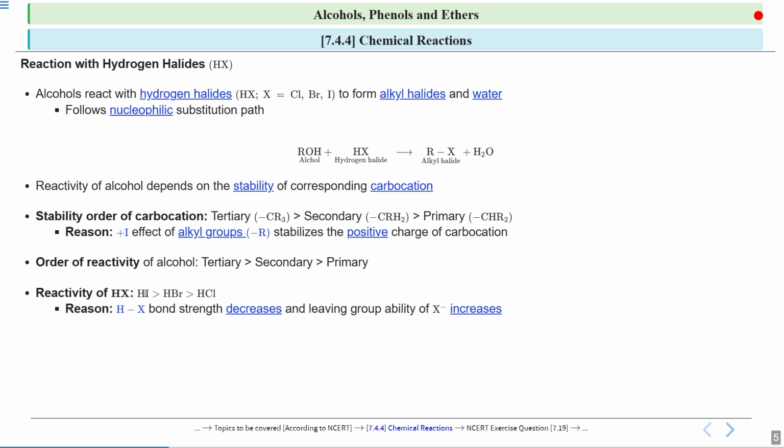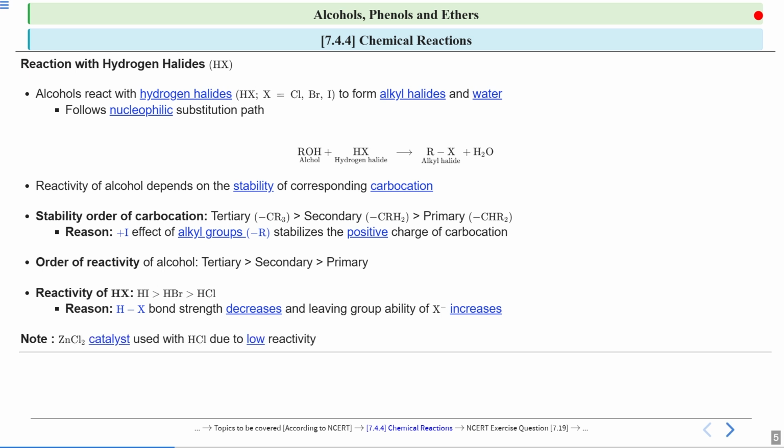See here, if I talk about the hydrogen and iodine bond, you know that iodine is large in size. Fluorine is smallest in size, then comes chlorine, then bromine and then iodine. That means the size of iodine is large. So the bond strength of hydrogen and iodine is decreasing because of the large size of iodine. If the bond strength is decreasing, then iodine can leave easily. So if we talk about HI, HBr and HCl, then iodine can leave more easily as compared to bromine and chlorine because the bond strength is less. So its leaving ability is more.